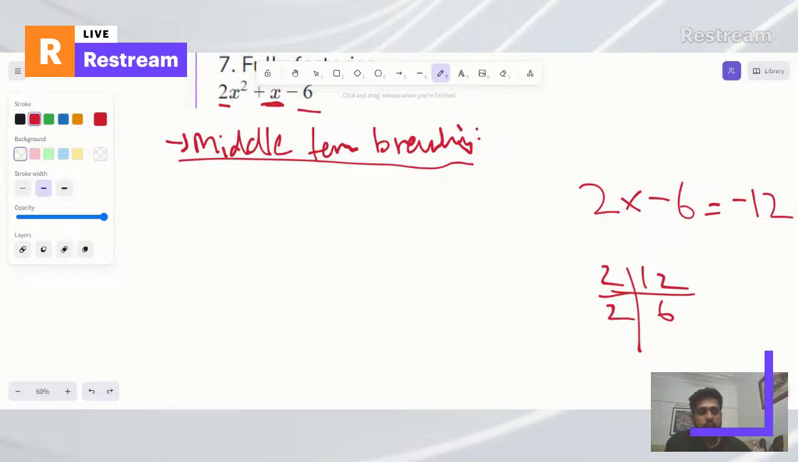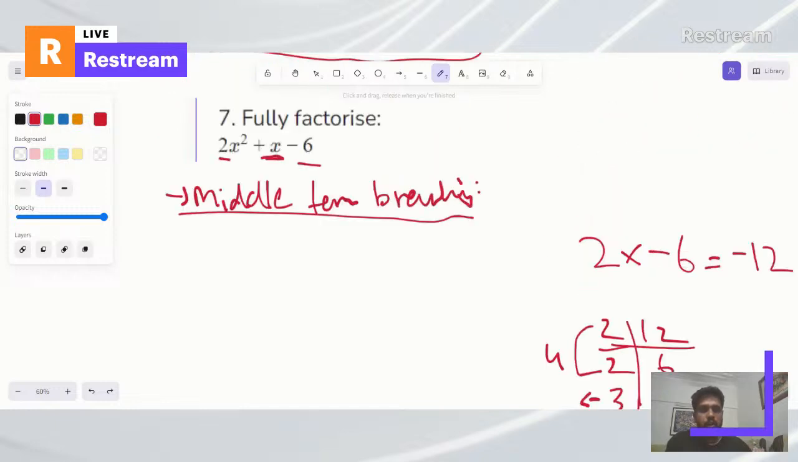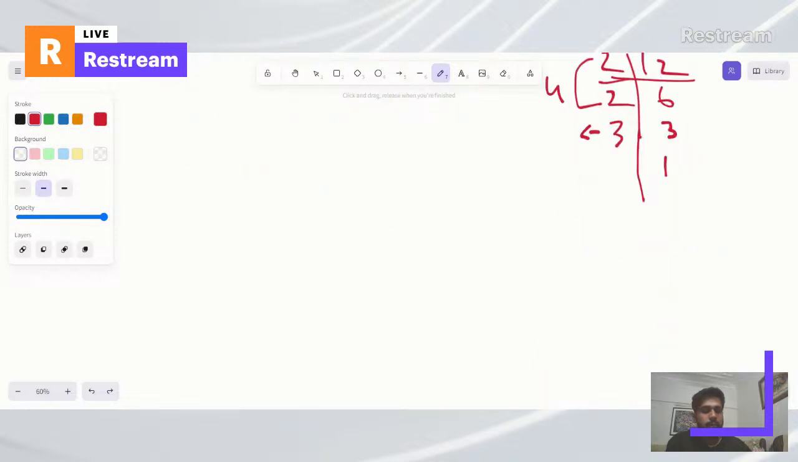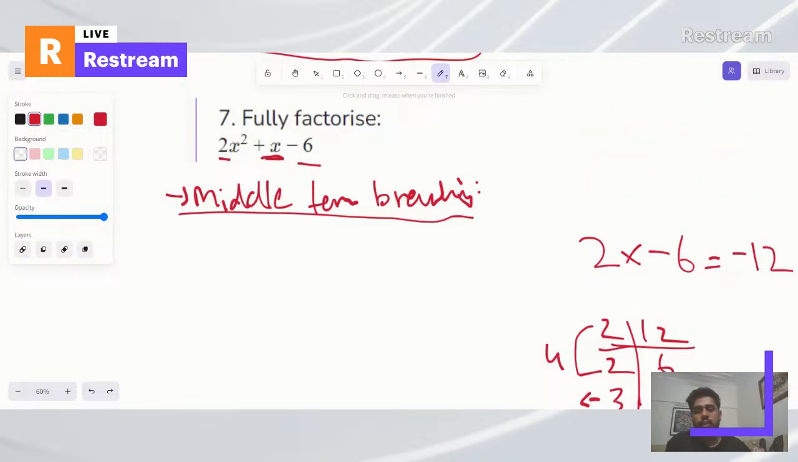Now take an LCM again. It's going to become 3 and then 3. Now we just live with this. So one factor is 4 and then 3. So I have to make positive 1, right? So I'm going to take +4, multiply it with -3. So it's going to become -12. And if I add both of these, it's going to become 1, right? So these are the two factors which I'm going to replace 1x with. So it's going to be 2x squared plus 4x minus 3x minus 6, right?